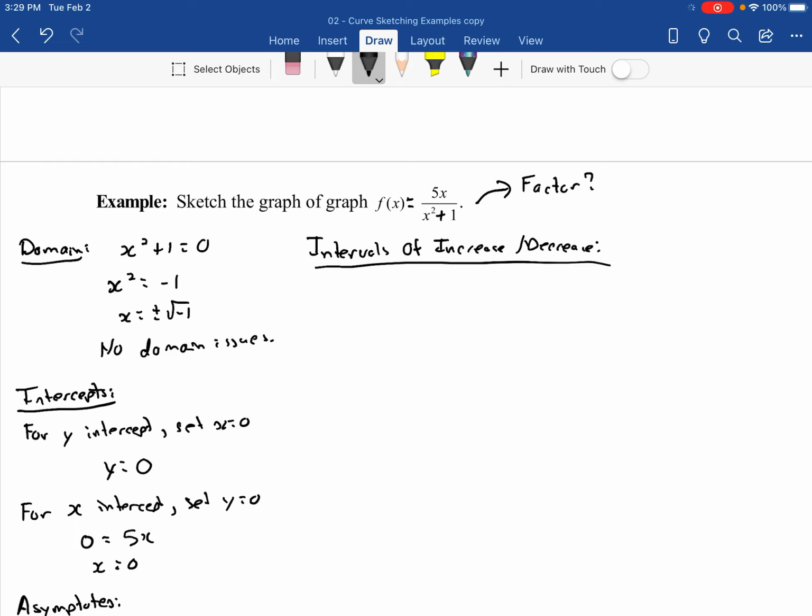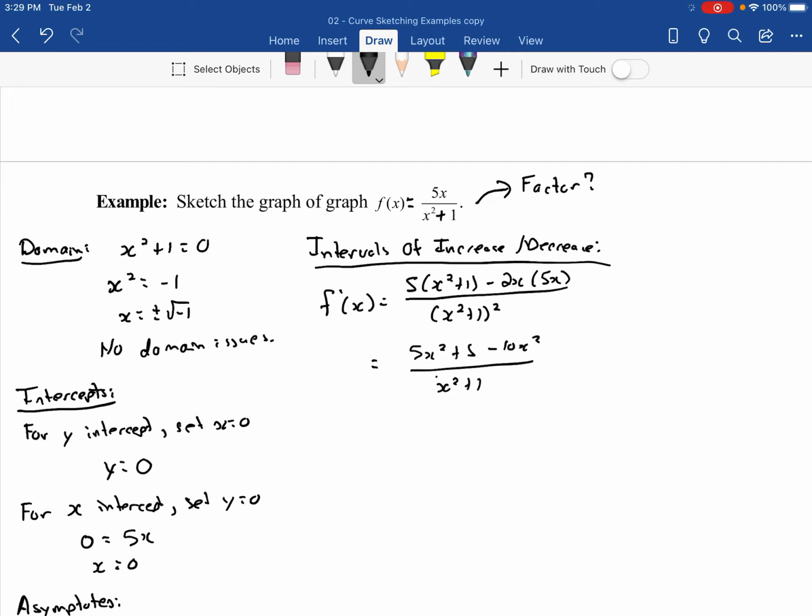Here we go. F prime: derivative of the top times the bottom, minus the derivative of the bottom times the top, all over the bottom squared. Some simplifying here. Some more simplifying here. And that is the derivative.